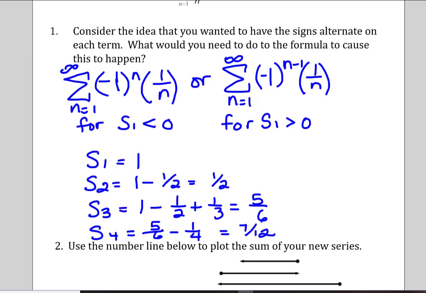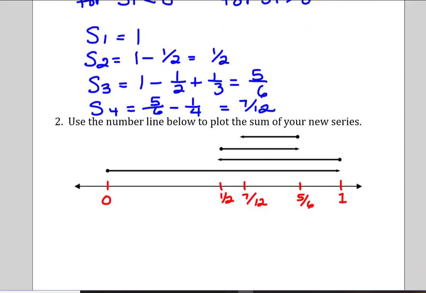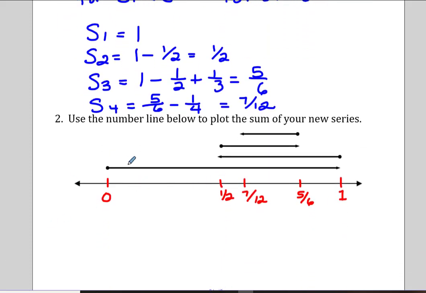Then in part 2, if we use a number line to plot the sum of our new series, you can see on this black line, my first sum was 1, so we went from 0 to 1, and the second sum was 1/2, but we had to go back to 1/2, and then our third sum was up to 5 over 6, so we had to go to the right 5 over 6, and then the fourth partial sum was 7/12, so we went back. So you can see that behavior of alternating series.